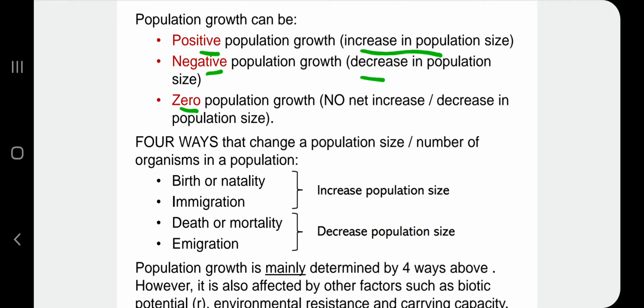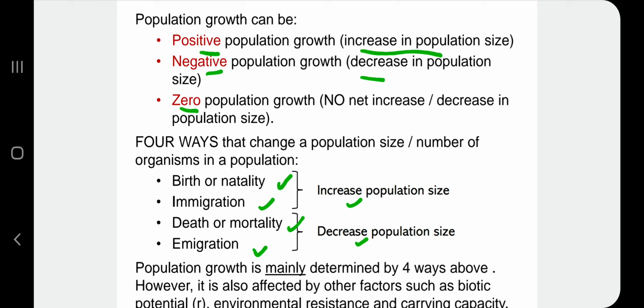Saya dah cakap tadi ada 4 cara macam mana kita nak change population size ataupun population growth, which is birth or natality, which refer to the same thing, immigration, death or mortality, and emigration. Natality and immigration will increase our population size. Mortality and emigration will decrease our population size, especially if the mortality rate or death rate is higher than the birth rate. Orang yang mati lebih banyak daripada individu yang lahir, so it will decrease population size.